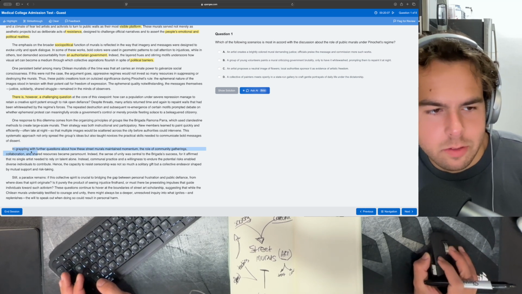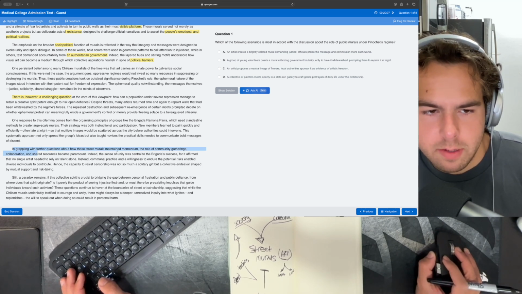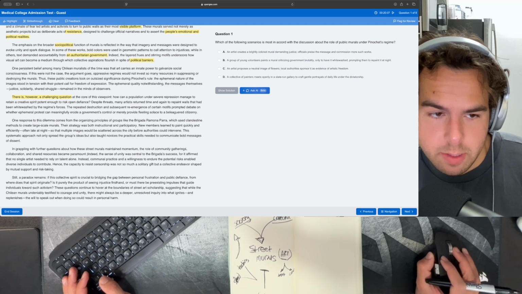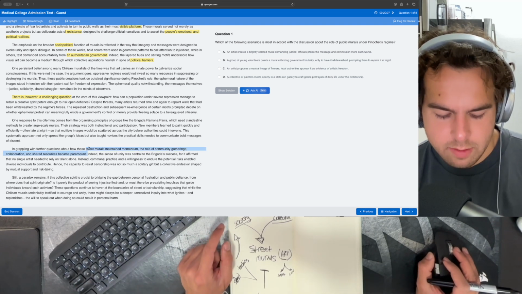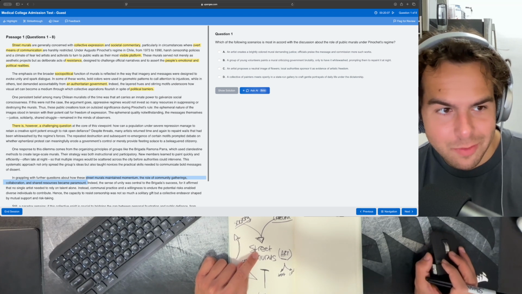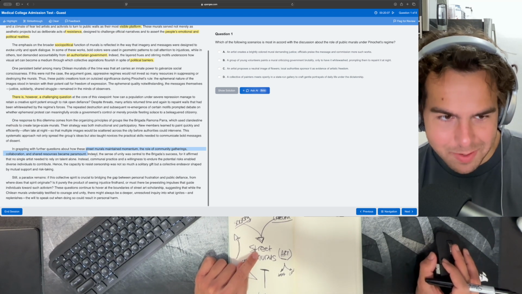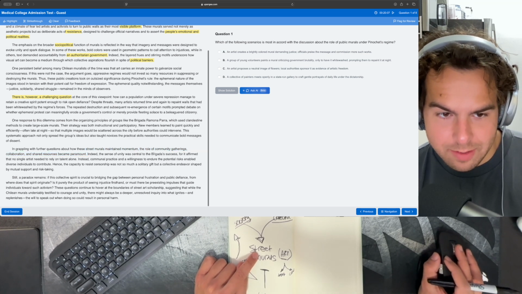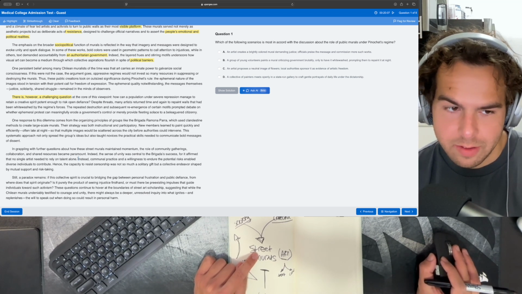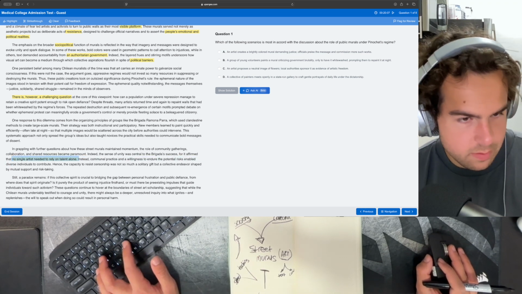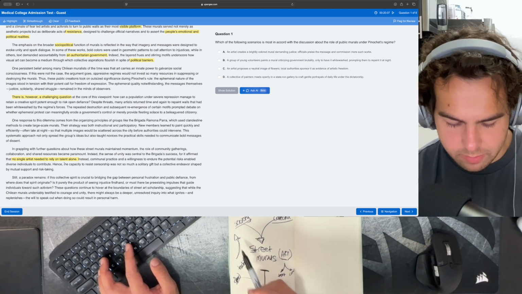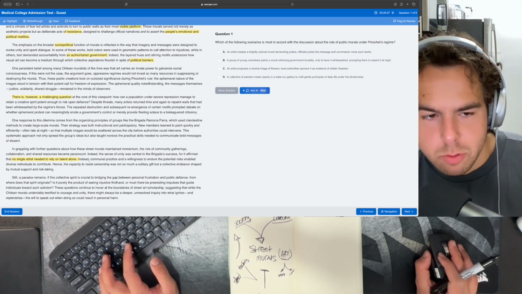All right, next. In grappling with further questions about how these street murals maintained momentum, the role of community gatherings, collaboration, and shared resources became paramount. It's almost like society and collectivism is contributing to the art, something we read in the very first sentence. And now we're 3, 4, 5, 6 paragraphs in, and it's the same thing being regurgitated. Okay. Indeed, the sense of unity was central to the Brigada's success, for it affirmed that no single artist needed to rely on talent alone. Once again, no need for independence for these artists. They're helping each other. They're teaching each other. They're collective.